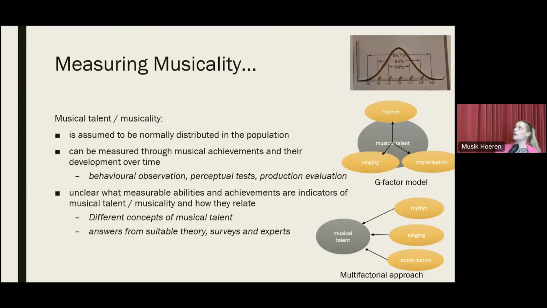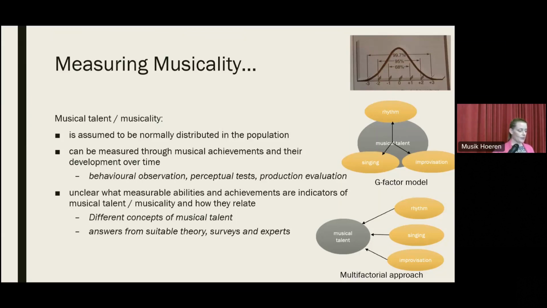I've brought two models with me. You see that different people have different ideas about whether musicality is, like in a g-factor model, something that all belongs together and overlaps greatly, or, like in the multifactorial approach, really more like a profile. So they don't overlap that much, but you can assign a profile to every person, telling how good he or she is in rhythmic tasks or singing or anything else.